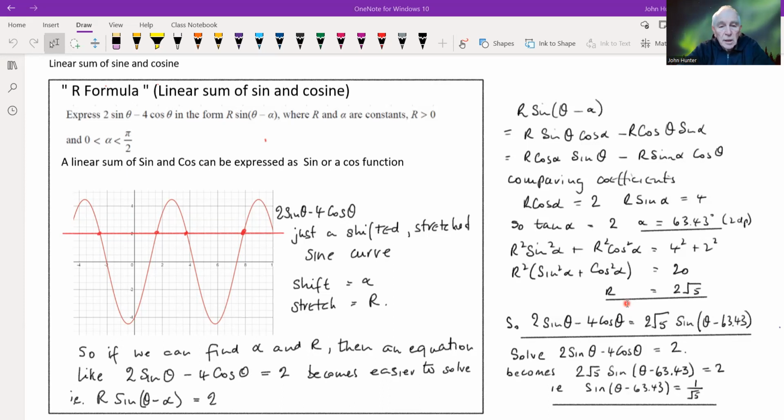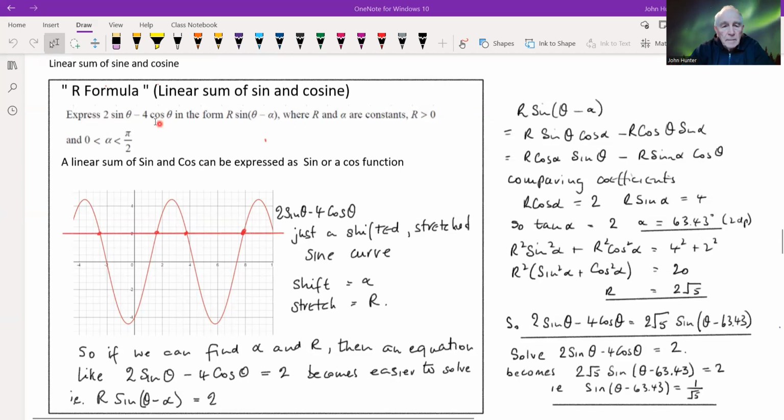Now, this also is addressed under transformation of graphs, which is another aspect of it. But it could be that we get an equation to solve which is of this form here: 2 sine theta minus 4 cos theta.